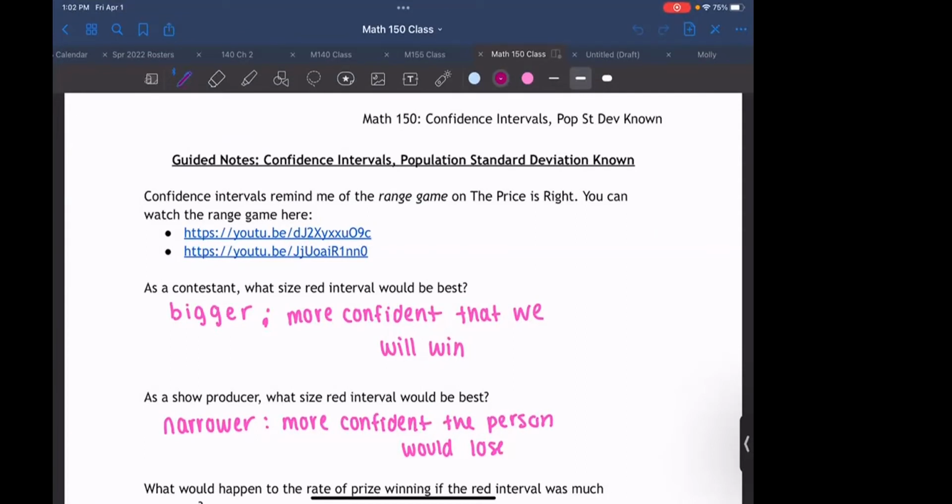Okay. If you weren't in class last time, just remember to watch these two videos. I basically explained this thing called the range game, where we had this red interval that the contestant would go and guess the price of something. And if the actual price, or what we were interested in, landed in that interval, then the contestant won, right? So we're basically playing this game, but instead of guessing how much a trip to Rome costs or how much a trailer costs, we're just guessing the population mean for any given question.